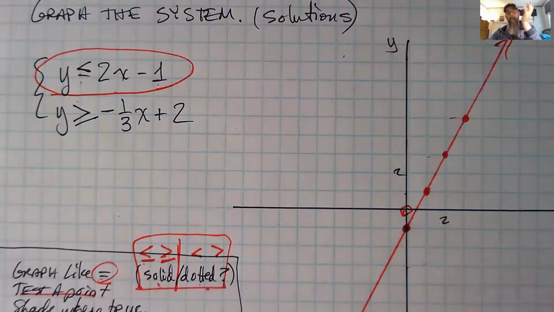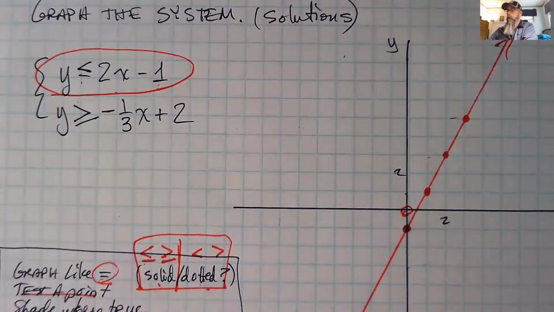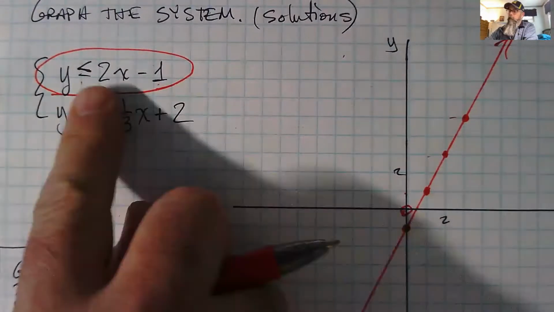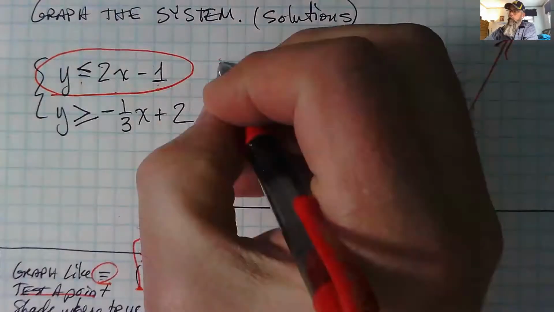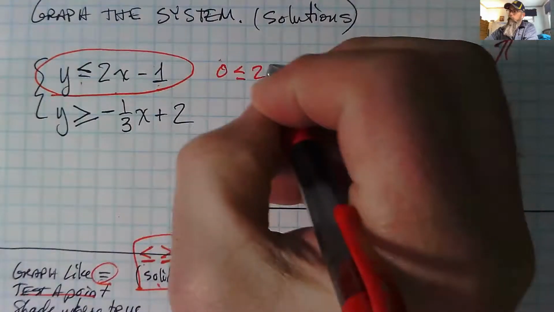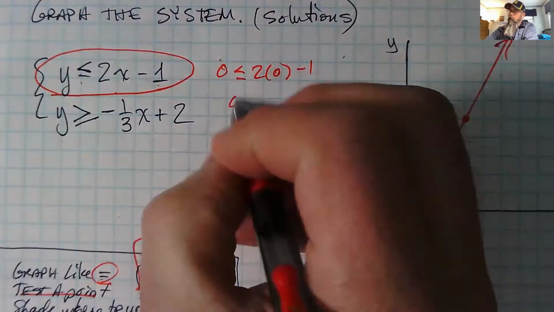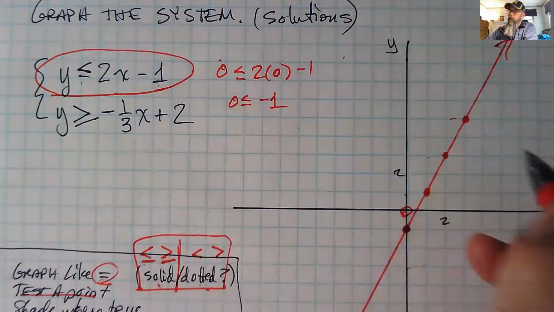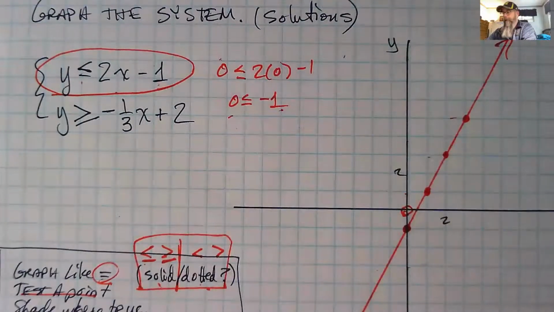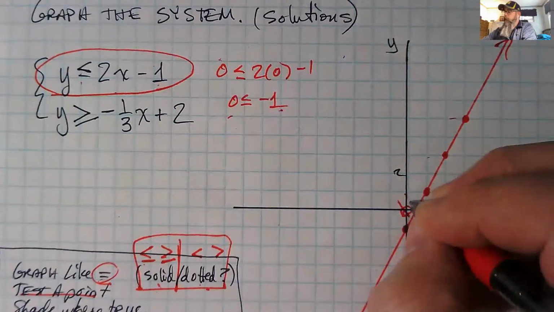I prefer using 0, 0 again. I know you've heard me say it before because it's easy. So I'm going to put 0, 0 in place of x and y. I'm going to put in 0 less than or equal to 2 times 0 minus 1. So when I simplify the right side, this is 0 less than or equal to -1. Well, is 0 less than -1? It is not. So this point is not a solution.